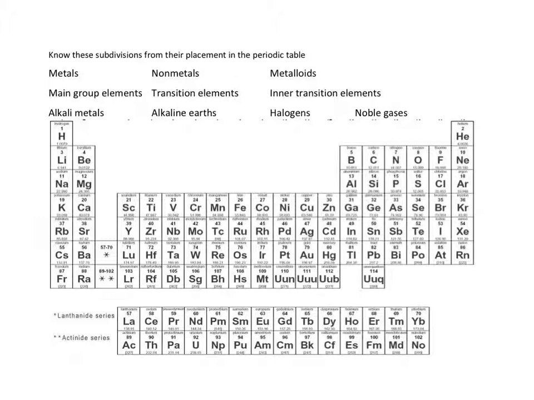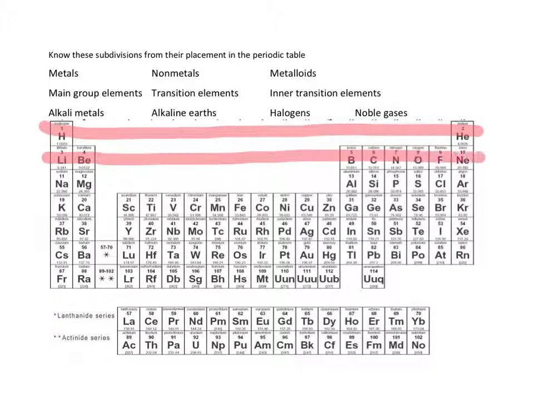A period in the periodic table is a row. So here I am indicating hydrogen and helium, period 1. The next one, period 2, up to period 7. So you should know the concept of a period in the periodic table.